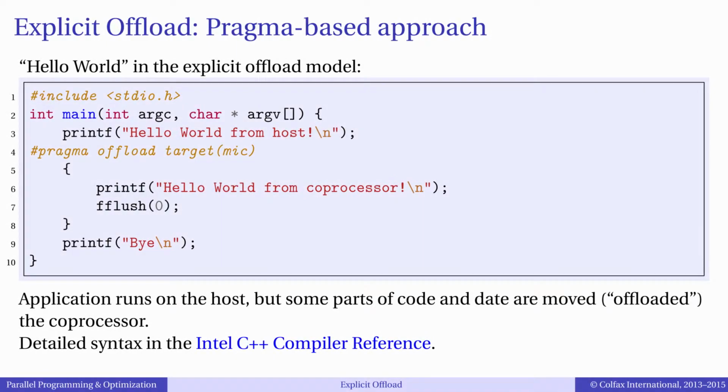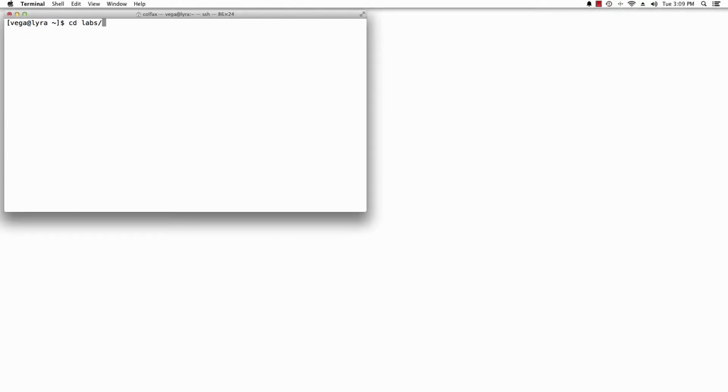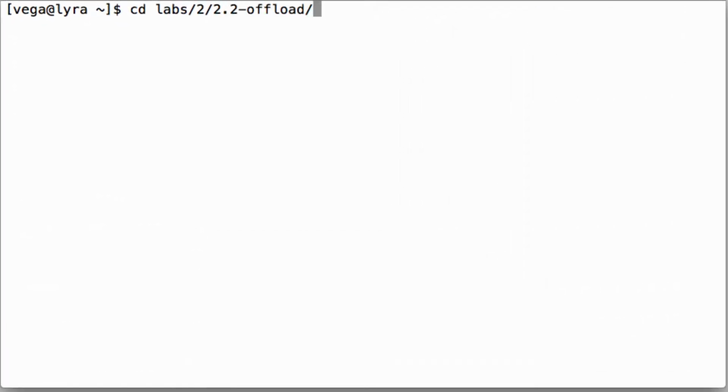In this video, we will use code examples to show you the basics of explicit offload. In the next video, we will cover more advanced offload topics like memory retention and asynchronous offload. Let's start by studying our code example. We'll be using a simple matrix vector multiplication code.